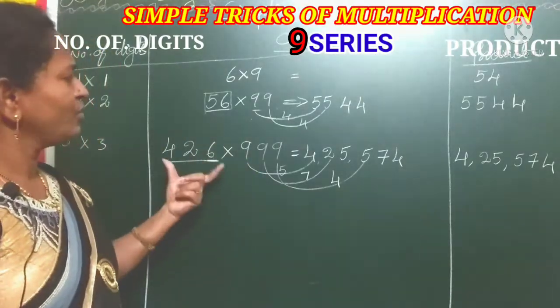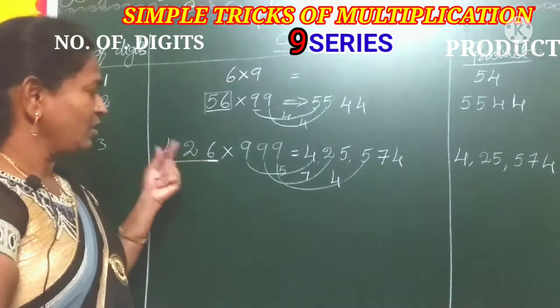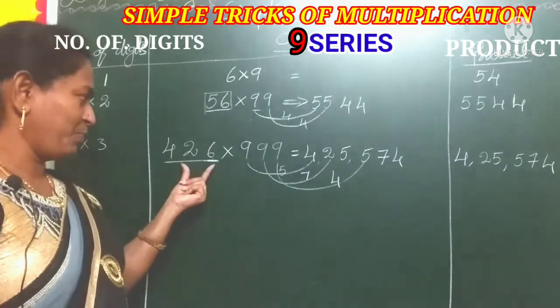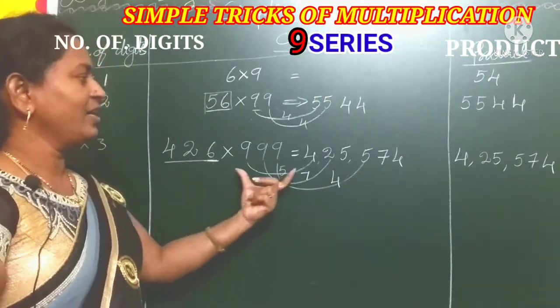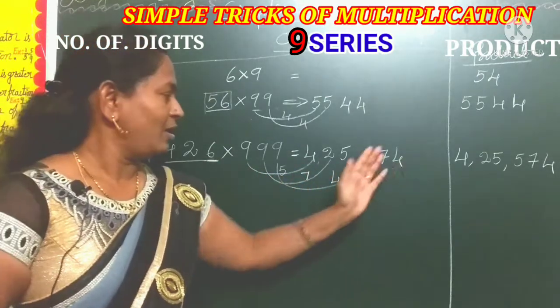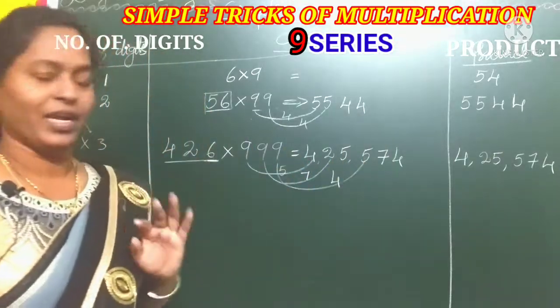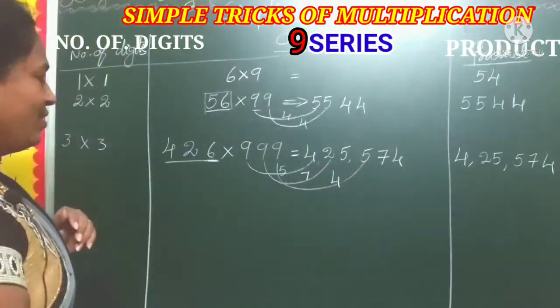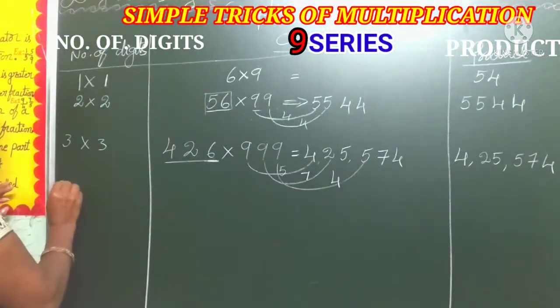Here you are using just 2 points. One is subtract 1, and the other is the difference of their numbers. That only, then we will get their product. Okay, and next, let us see a 4 digit number.